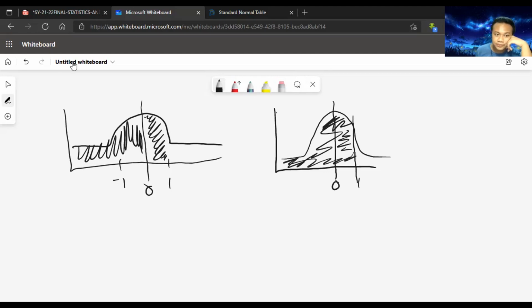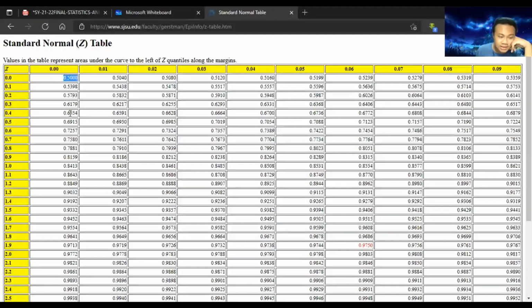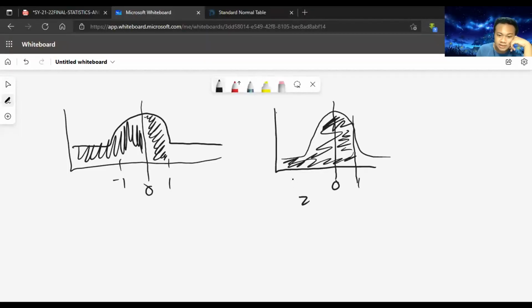We look up 1.00, then find the decimal along the top. So we get 0.8413. This area is equal to P, where P is 0.8413. So the area to the left of 1 is 0.8413.